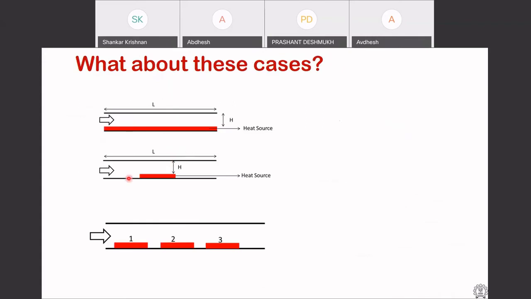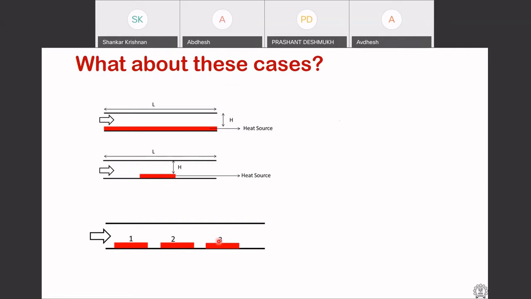Now, if I have a heat source that starts only after a certain length, then again the question is, should I use the flat plate correlation, or can I live with the internal flow correlation? In some of the cases where you deal with conjugate heat transfer, the thickness of the heat source actually becomes a viable length scale as well. Some conjugate heat transfer problems say that the Reynolds number should be defined based on the thickness of the heat source. What happens if I have multiple heat sources?